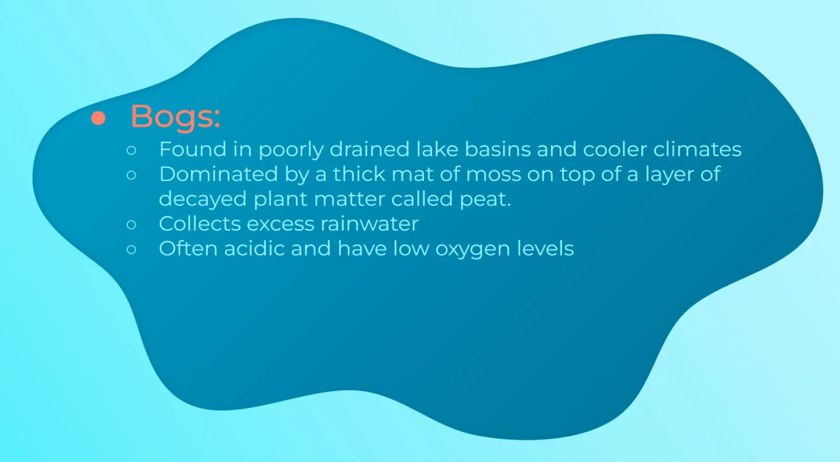Finally, we'll look at bogs, which are found in poorly drained lake basins and in cooler climates, so further north. They are often dominated by a thick mat of moss on top of decayed plant matter called peat. They are great collectors of excess rainwater and are often acidic and have low oxygen levels due to there being very little movement of the water through the biome.